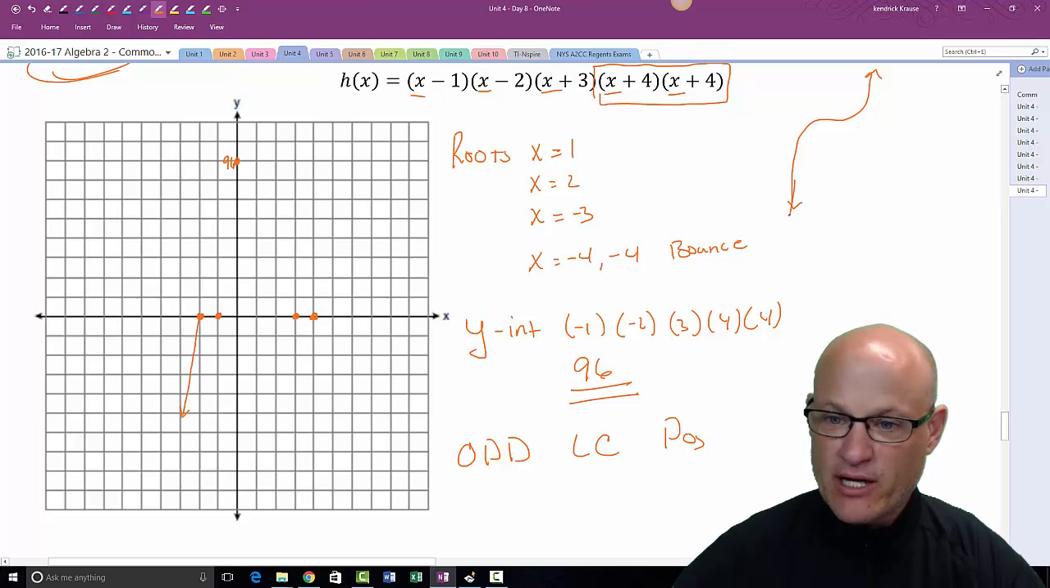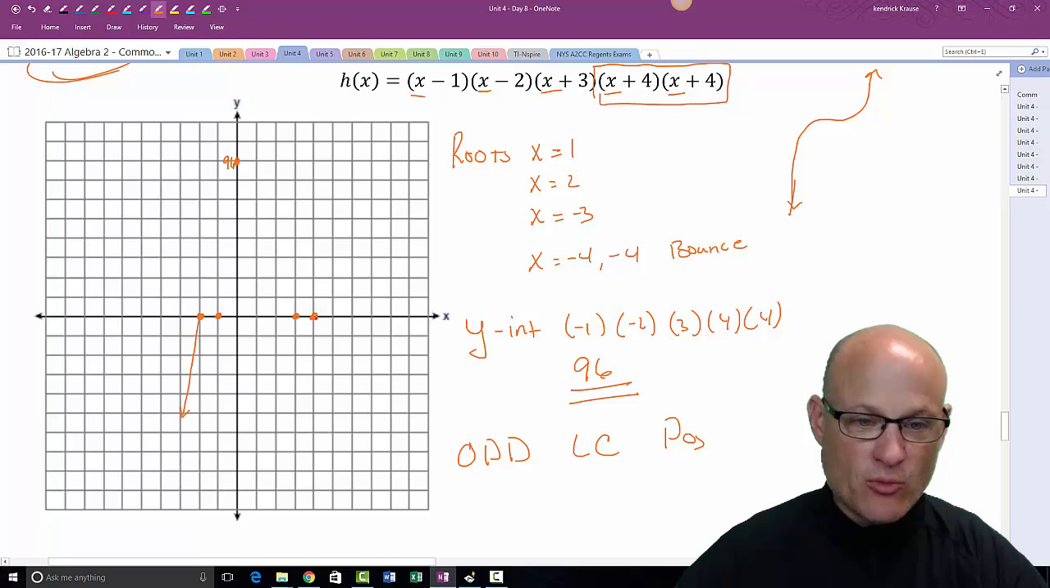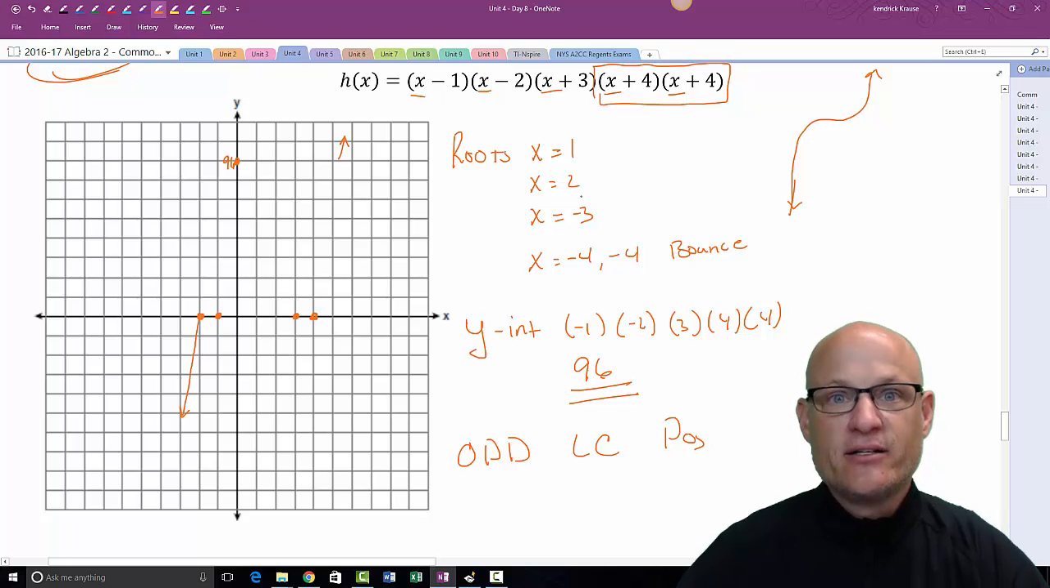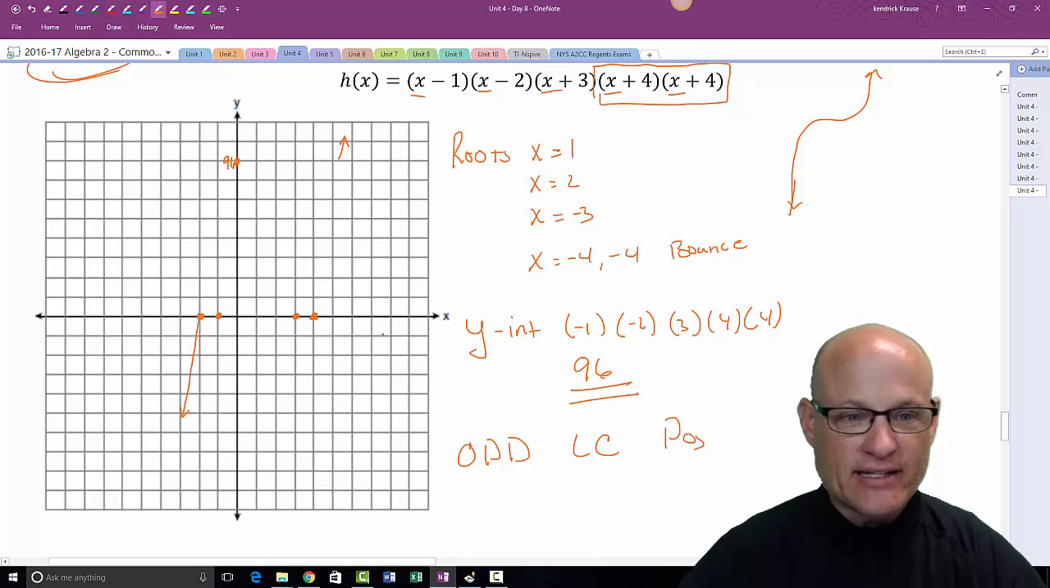Because it's positive, it's got to point down here. And I know after I'm done with this one, I got to point up, because that would be an odd polynomial with a leading coefficient that's positive. Now I just got to sort of connect the dots. I got to go through this point. I got to go through this point.